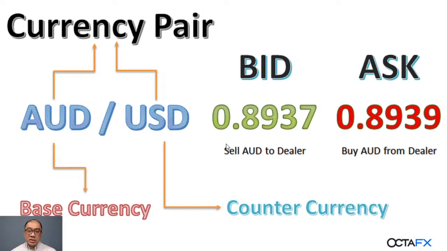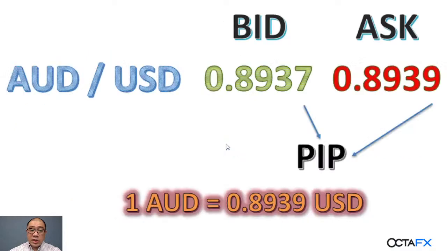read the spread. Now, if you take a look at the bid and the ask price, there's a 2 pip difference here. And that would be 2 pips, and that is your trading costs. Okay, that would be the cost of your transaction.